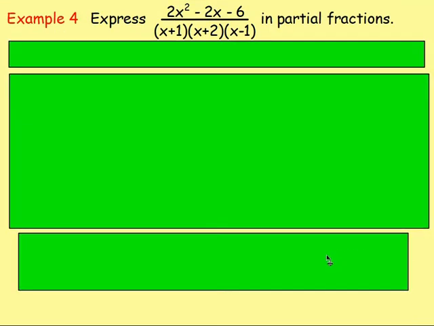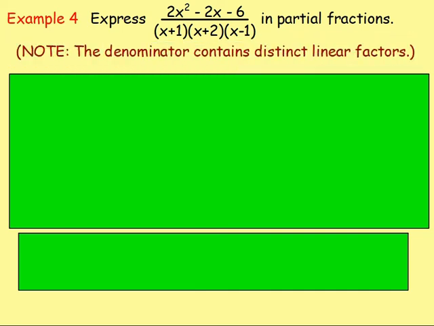Woo! Last one. Example 4. Express 2x squared take away 2x take away 6 over x plus 1, x add 2, x take away 1 in partial fractions. First thing that you notice about this one, James? You got it. There are distinct linear factors for the denominator. We've got an x plus 1 and an x add 2 and an x take away 1.